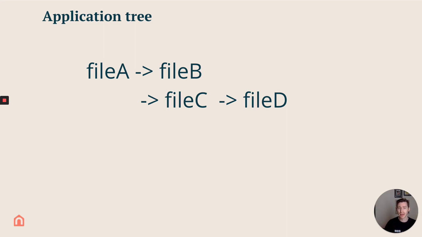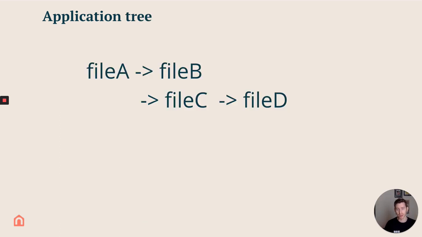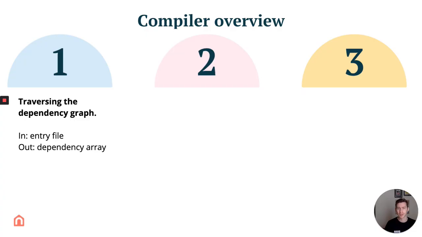So here's our application tree as it stands. File A was calling file B and file C, and file C was importing file D. You can see if we look back here, file A is importing file B and file C, file B has nothing imported, file C is importing file D, and file D has nothing imported. So back to our application tree, we've got this here. So step number one, we want to traverse our dependency graph. So we're going to be taking in an entry file and we want to produce this dependency array.